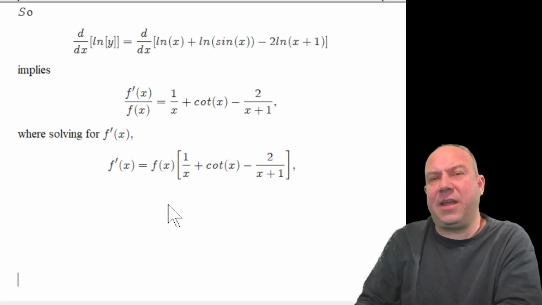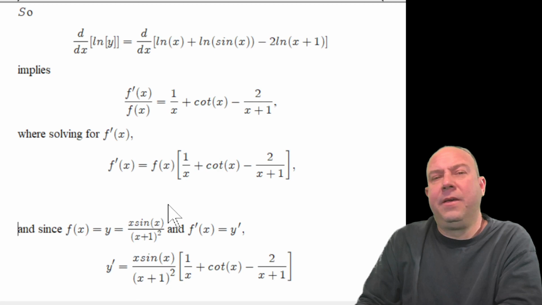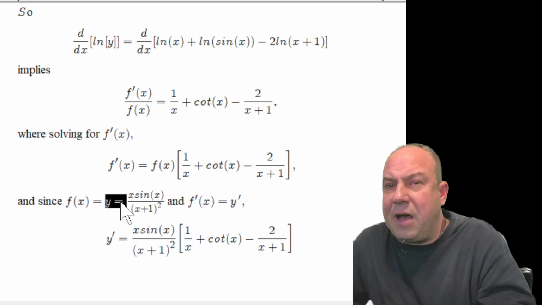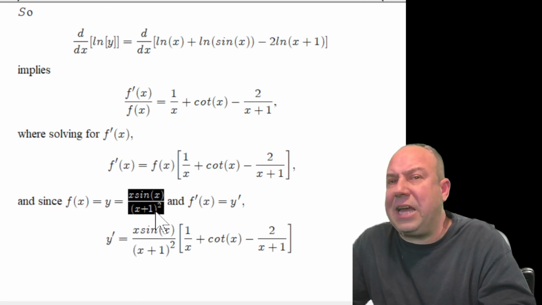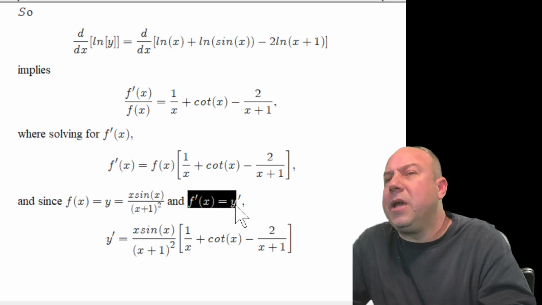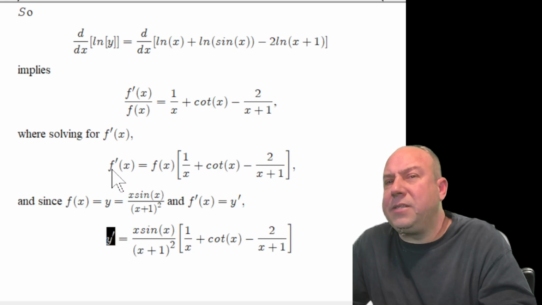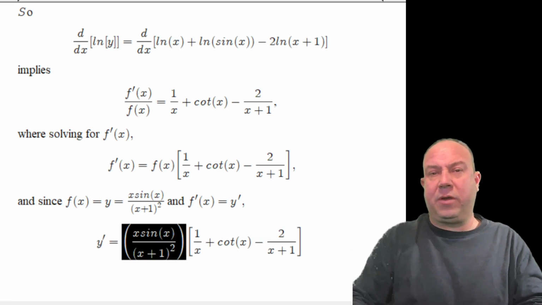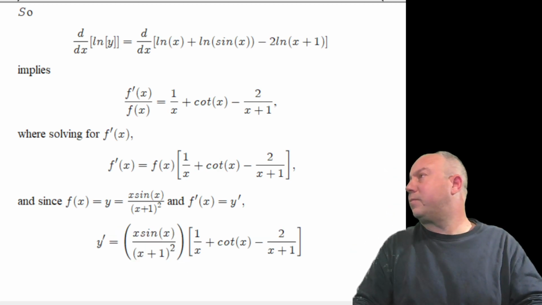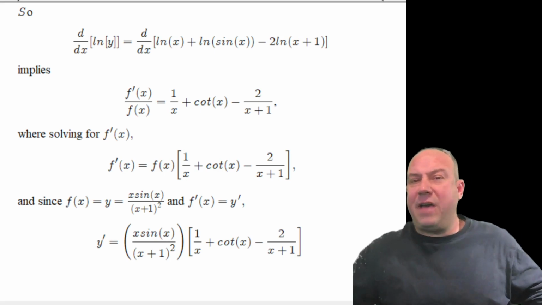Since f of x is our value of y, which equals x sine x divided by x plus 1 squared, and f prime of x is equal to y prime, we can replace the left-hand side with y prime must be equal to this argument. And let me go ahead and highlight that with a group. That is our f of x.